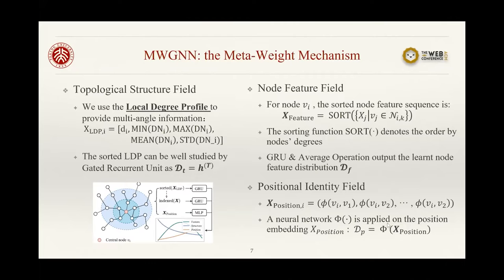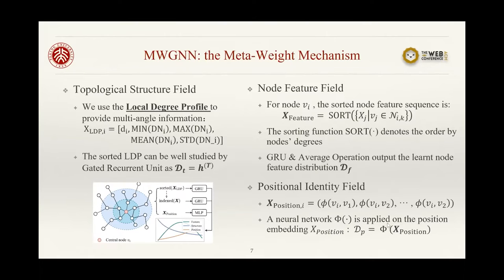To extract information of different fields, we use the local degree profile for topological structure, the sorted node feature sequence for node feature, and the distance of the shortest path between any two nodes for positional identity.